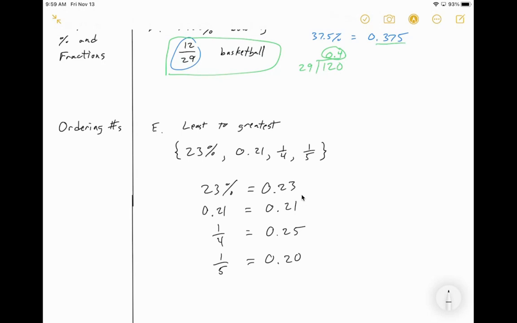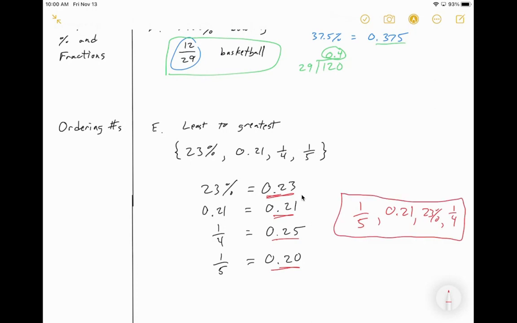Okay, so what's the least? Now put them in order. Look, 0.20, 0.23, 0.25, 0.21. Put them in order from least to greatest, but write them in the original form. So the least is 0.20, so that's 1/5. Next, 0.21, so 0.21. Next, 0.23, so 23%. And lastly, the greatest one, 0.25, 1/4. Okay? So changing things to decimal, which we did yesterday, will help you a lot in putting things in order.